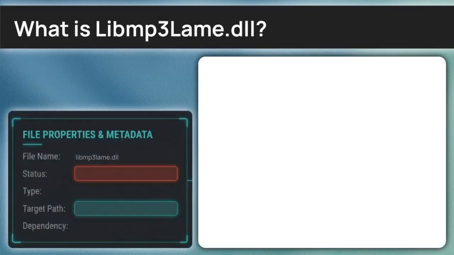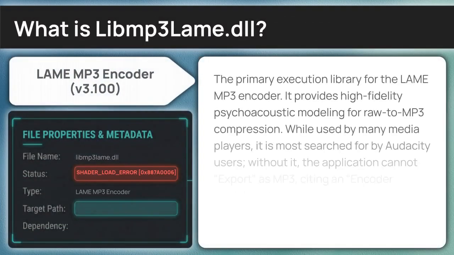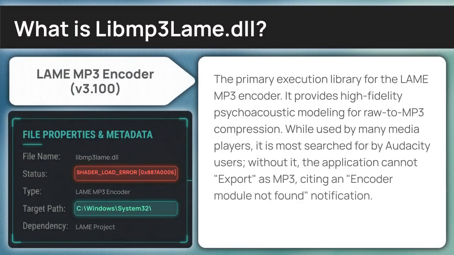This is the libmp3 LAME Encoder, the primary execution library for the LAME MP3 Encoder. It provides high-fidelity psychoacoustic modeling for RAW to MP3 compression. While used by many media players, it is most searched for by Audacity users. Without it, the application cannot export as MP3, citing an encoder module not found notification.